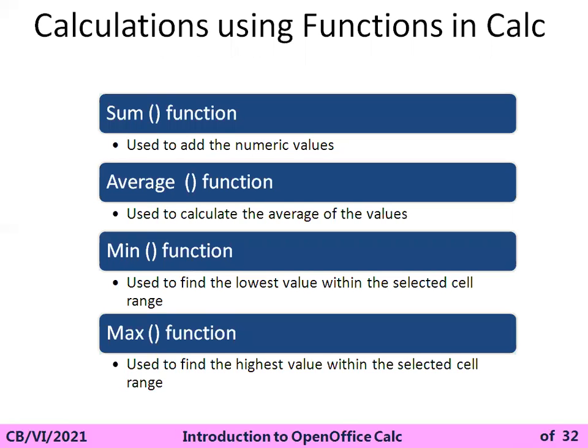Now, these are some functions like sum, average, min, max. The sum function is used to add the numeric values. The average function is used to find out the average of values. The min function is used to find the lowest value within the selected cell range, and the max function is used to find the highest value within the selected cell range. Students, now let us learn these one by one practically.